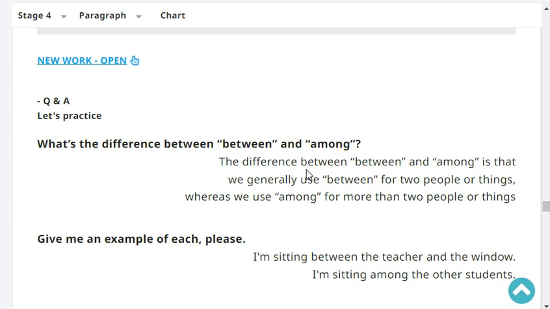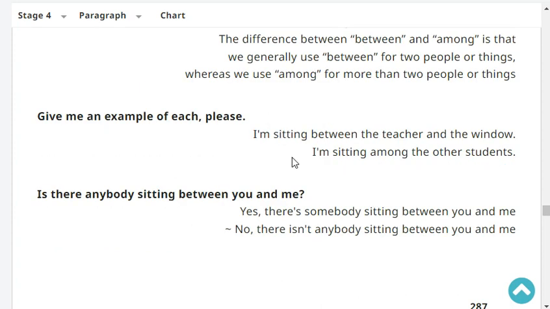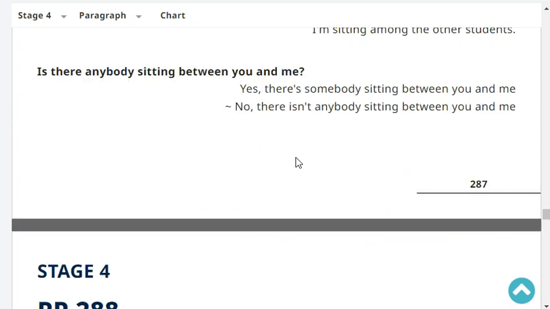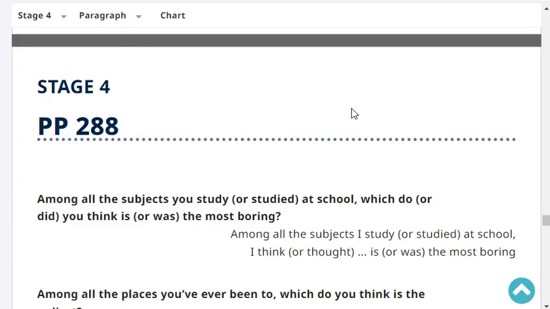Give me an example of each, please. I'm sitting between the teacher and the window. I'm sitting among the other students. The other students. Very good. Is there anybody sitting between you and me? Yes or no? No, there isn't anybody sitting between you and me. Very good. Okay, next.